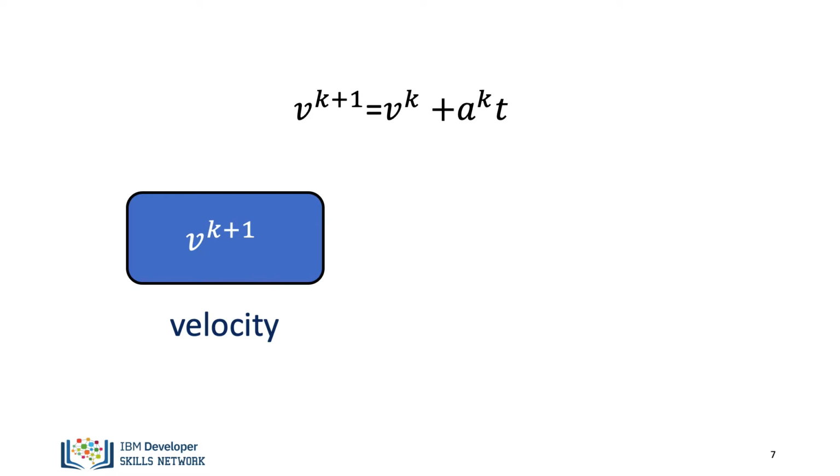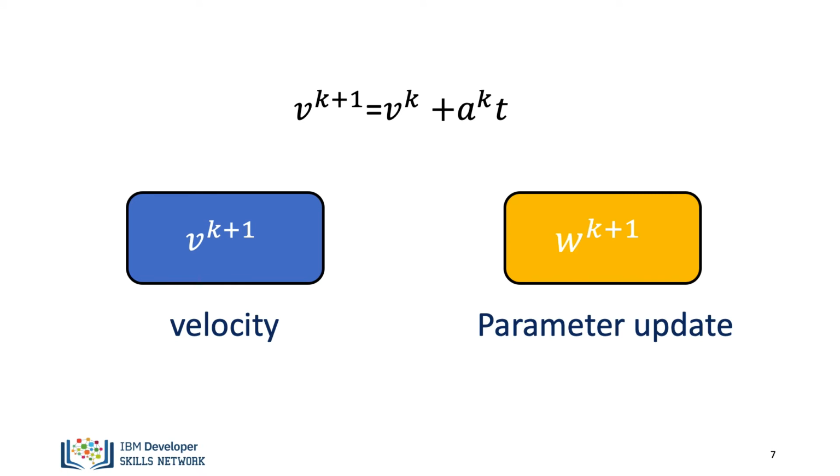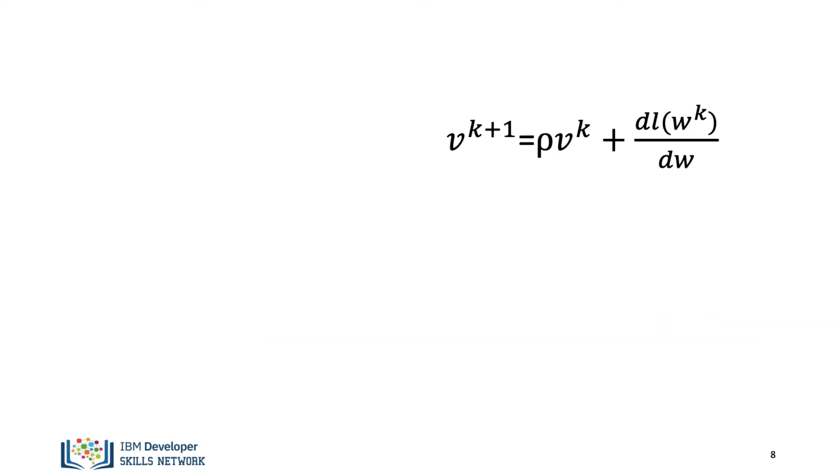Let's review the equation for velocity with constant acceleration. The velocity of k+1 is the velocity at k, plus the acceleration multiplied by the change in time. The velocity term here is used to update the weight when we perform gradient descent using momentum. We use the momentum here to calculate the velocity, which we will use to update the weight.